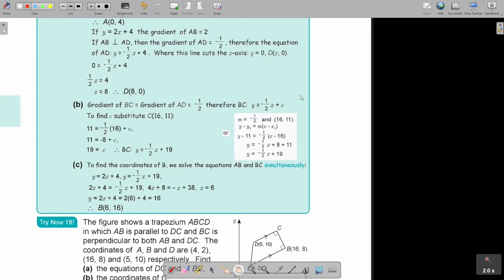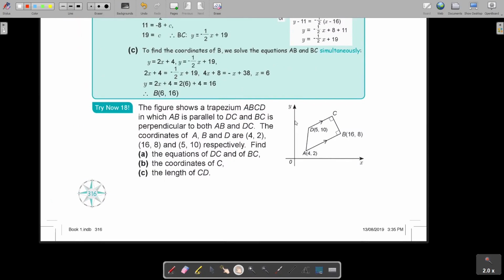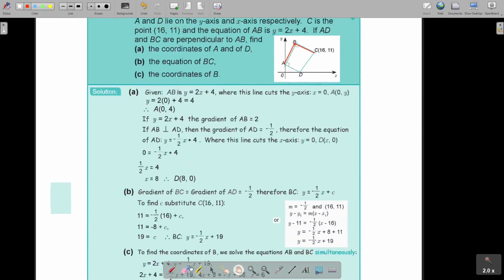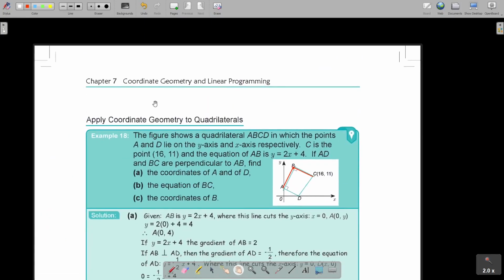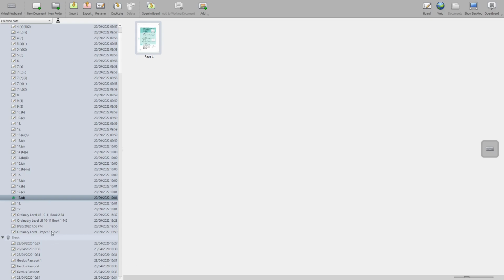And then we will get the one value of x, and we substitute it in one of the equations to get the value of y. So that was on page 316. And we are still busy with coordinate geometry, chapter 7. There you see. But let's go and let's do it. So if we go back there.